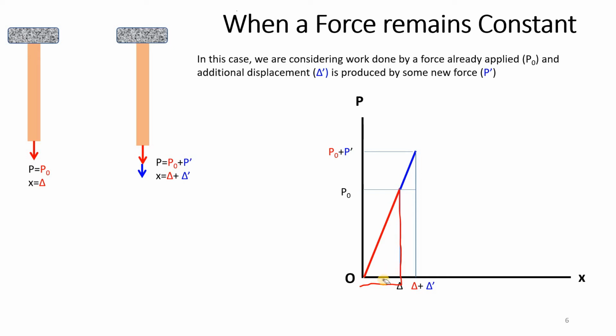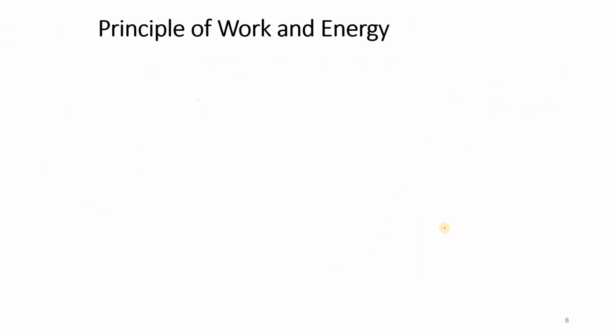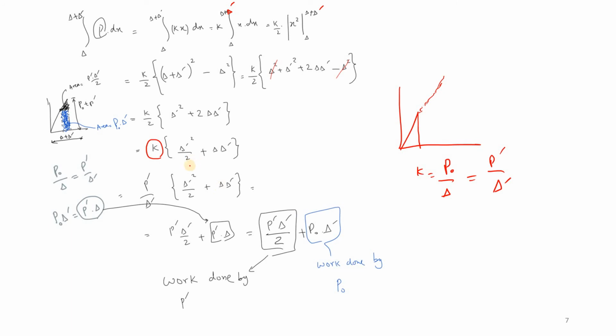You can say it that way, or you can also consider this triangle, and you can say that you evaluate the slope equal to this P prime over this delta prime. So you can say that K is equal to P naught over delta, and it is also equal to P prime over delta prime. So both are correct. Now I want to take you back to this derivation. I have replaced K, where K is equal to P naught over delta and also equal to P prime over delta prime.